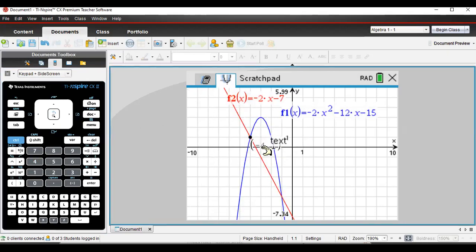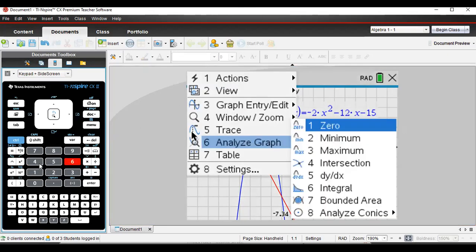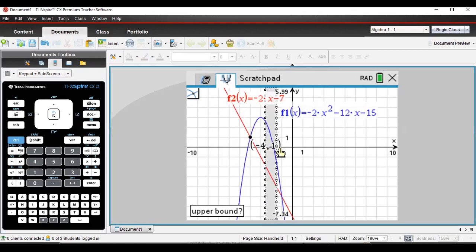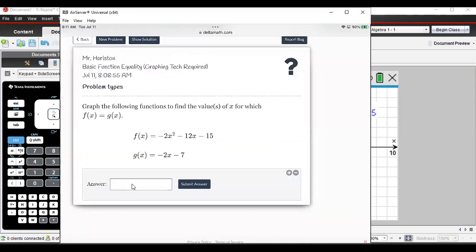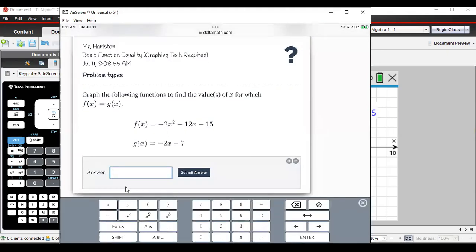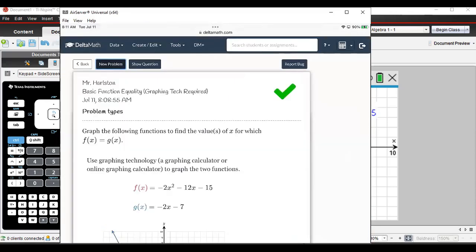Okay, one of the intersections has an x coordinate of -4. If we do menu 64 again, we can find the other intersection. It's -1, so our two answers are going to be -4 and -1. So if we go to Delta Math, that's what we're going to enter, -4 and -1. So first thing, -4. And then we add -1. Submit it. And that's our answer.